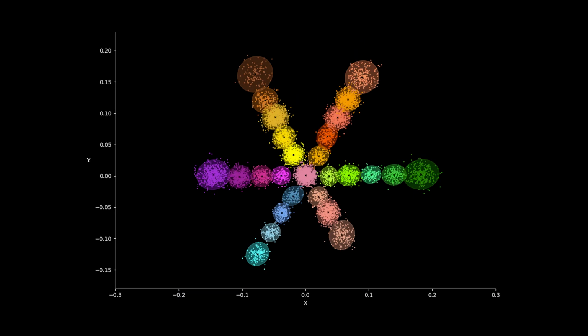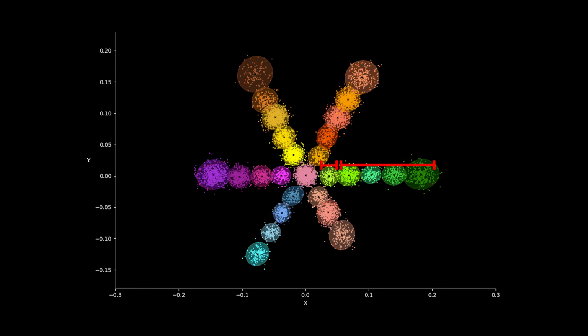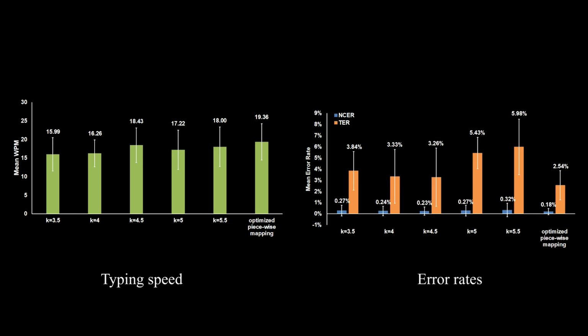Interestingly, the k values of keys around the center of the keyboard were all less than 4.5, while k values of keys outside this range were all greater than or equal to 4.5. Thus, we use a piecewise mapping in each direction. Experimental results showed that the piecewise mapping improved typing speed significantly and reduced error rates compared to setting the k value with a constant value for all directions. So we used the optimized mapping in the following user study.